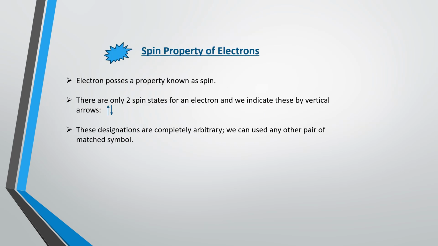Spin property of electrons. Electrons possess a property known as spin. There are only 2 spin states for an electron, and we indicate this by vertical arrows. These designations are completely arbitrary. We can use any other pair of matched symbols.